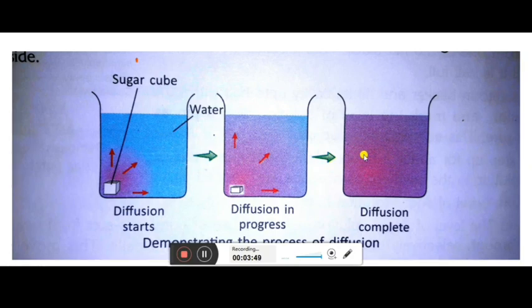So this proves that diffusion takes place. The sugar molecules will get adjusted in between the water molecules. So this is the process of diffusion.